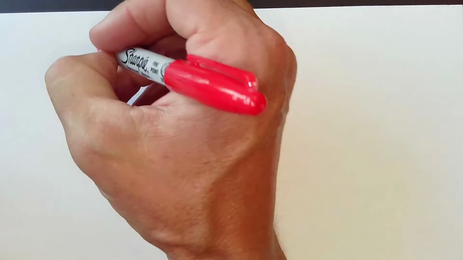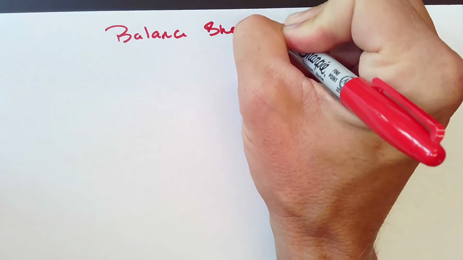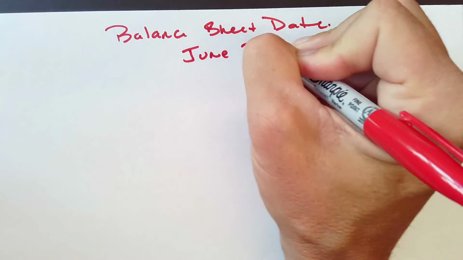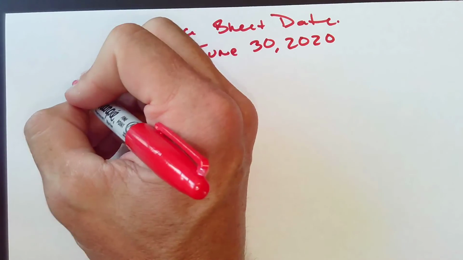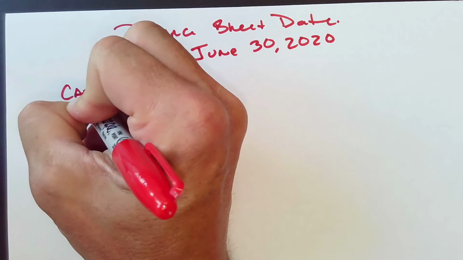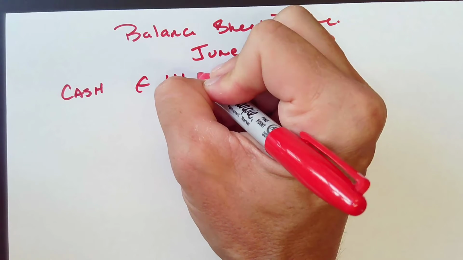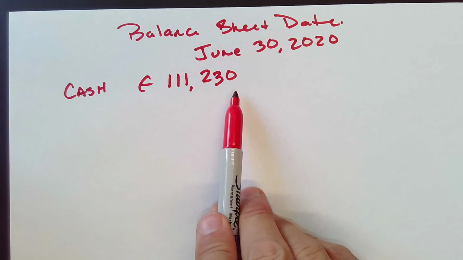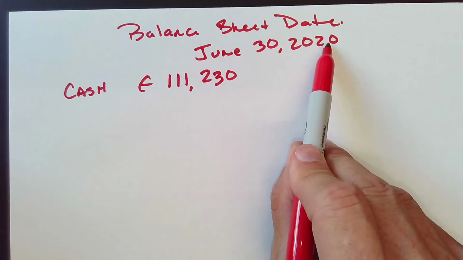Now, what happens when I get to my balance sheet date of June 30? Because we're dealing with an interim date, now we're here at our balance sheet date of June 30, 2020. I have in my cash account this designated euro of 111,230. Is that what it's worth today on June 30? This is what it was worth on June 1st, but what is it worth today?